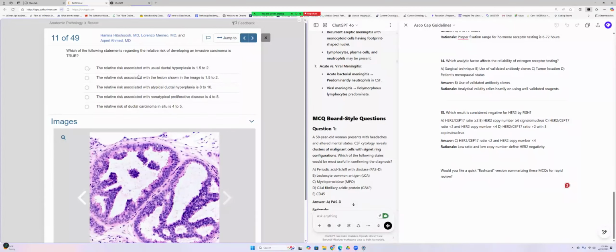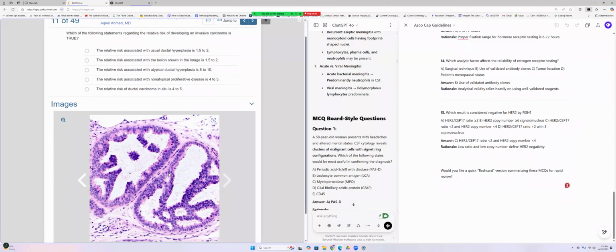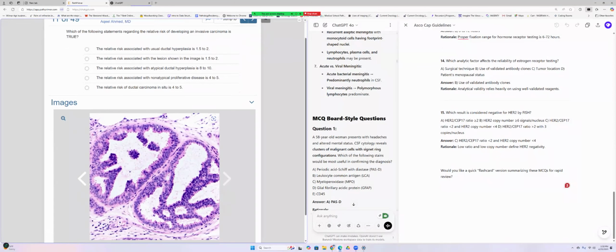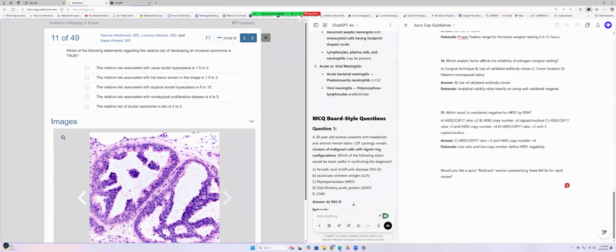I mean, A and B are different. Then this lesion is not UDH. Is it associated with the lesions on the image? You said for the columnar lesion, this is some kind of papillary something. There's prominent nucleolus. Could it be papillary DCIS? If it's papillary, then the answer should be C. No.